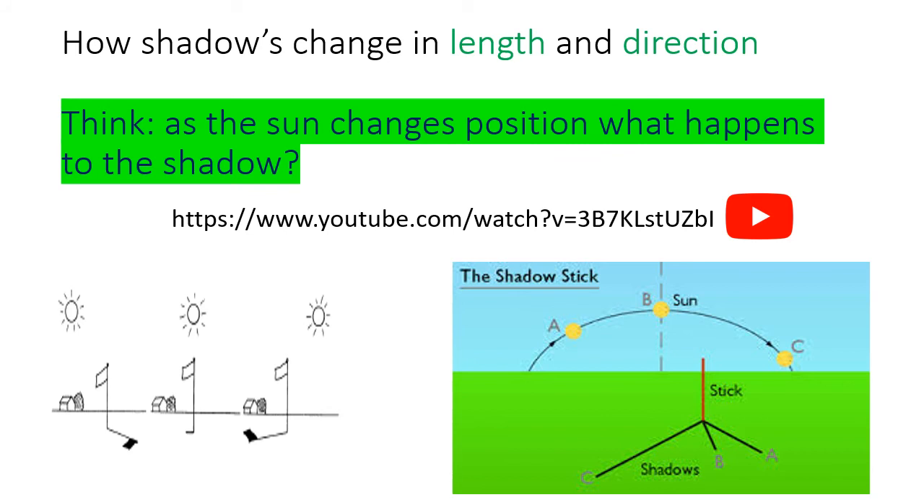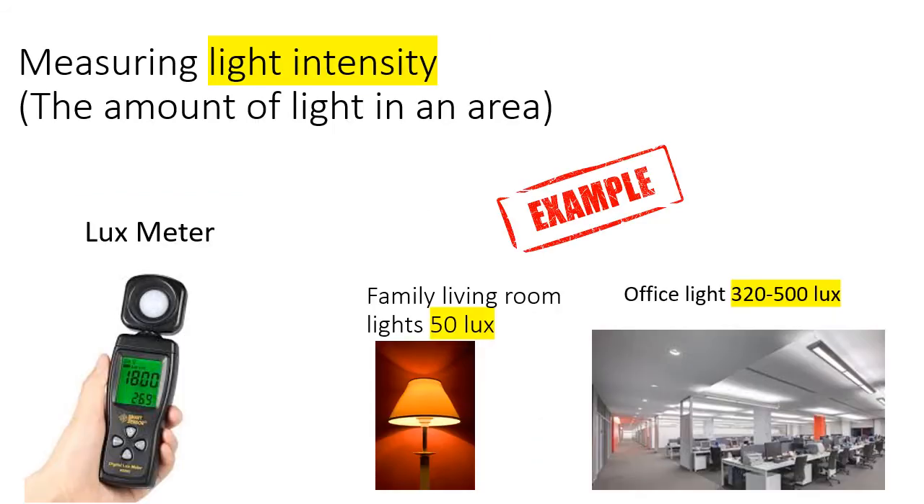How does a shadow change in length and direction? So here's a YouTube video that you can see showing you how a shadow changes in length and direction. Just remember, as the sun changes position, what happens to the shadow? So look at the diagram here. Look at the sun change as the earth rotates. It changes how it faces the sun, and so that affects the shadow. But watch the video.